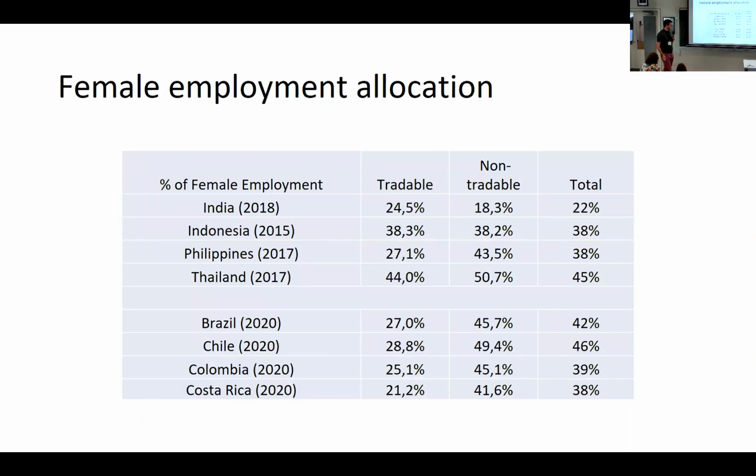So I'm presenting the last empirical exercise we are thinking about doing for the chapter. Here we're looking at the connection between exports and female participation in the labor market, specifically relating to the goods that are being exported. So this is the first table.